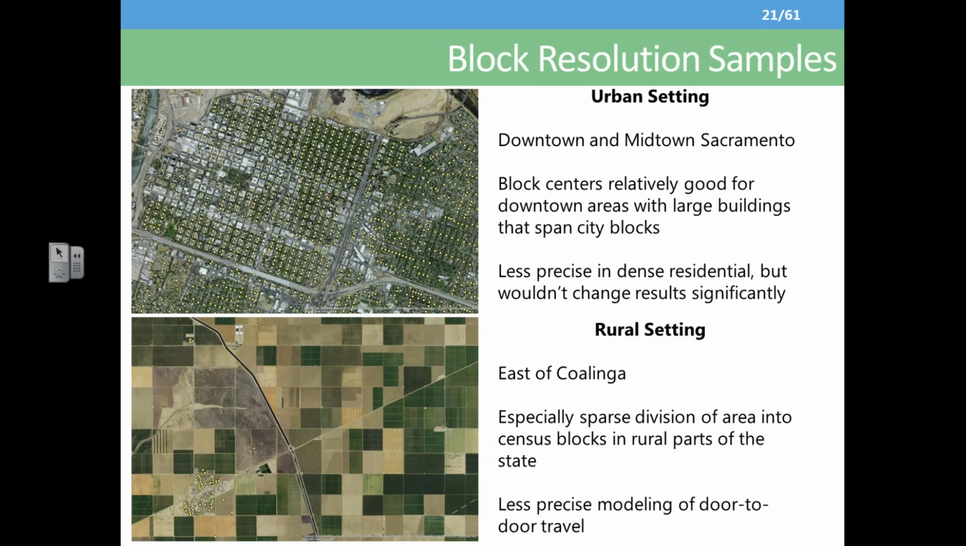And then in a rural setting, we have this map on the bottom, kind of east of Coalinga, and you can see in the bottom left there's some development, but all the rest of it is essentially agricultural land. You can see that there's especially sparse division of area into census blocks in the rural parts of the state. So in rural parts of the state, it might not be the best, but at the same time, you don't have high density, so you don't really have a lot of different addresses to be looking at either. But we do need to be aware and recognize that it is less precise for door-to-door travel in the rural areas. Did you have a question? Okay.